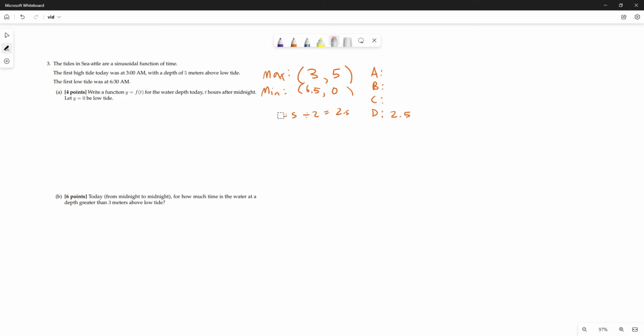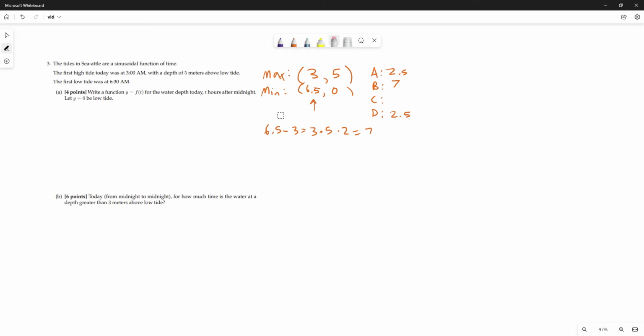Now, for the amplitude, or the A value, we need to find the distance between the maximum and the D line, or the minimum and the D line. So that would be 5 minus 2.5, which is 2.5. Now, for the period, we are going to subtract the x values of the max and min, which is going to be 3.5, and multiply that by 2, which is 7. So that is our period.